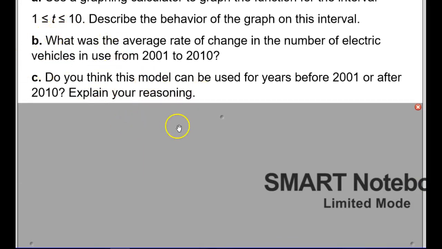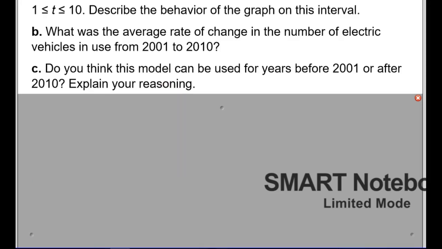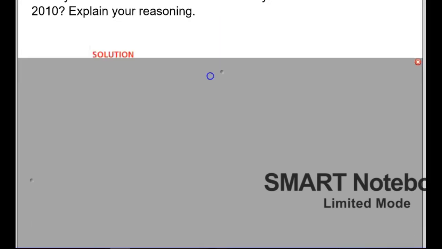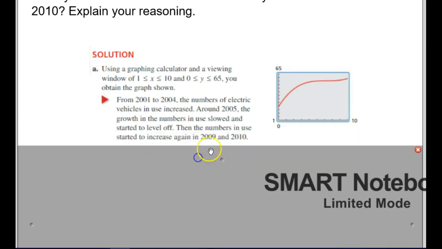And then I want to figure out, can I use this model for cars before that or for cars after that, and kind of explain what I'm doing. So I go ahead and graph it, and here we just used a graphing calculator. You can use Desmos, it doesn't matter. But just remember to limit your values. We only cared about x or t from 1 to 10.